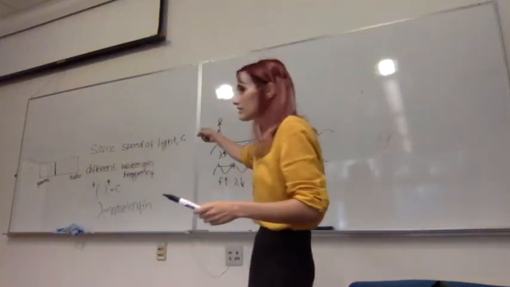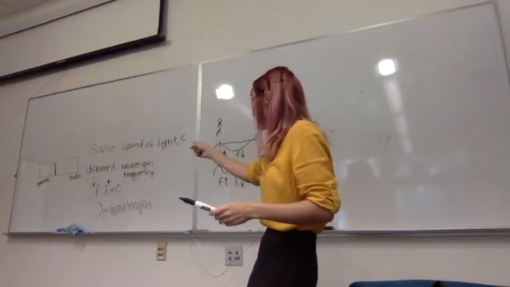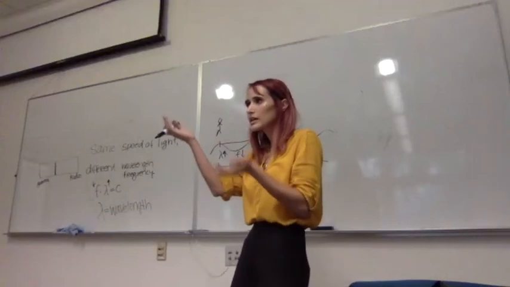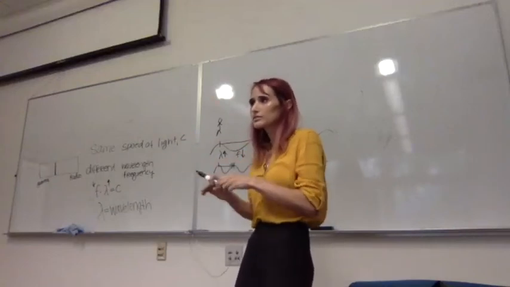So the speed of light is the same for all electromagnetic waves, and they have a different wavelength and a different frequency. And they have to balance out. If your frequency goes up, your wavelength goes down. If your wavelength goes down, your frequency goes up.